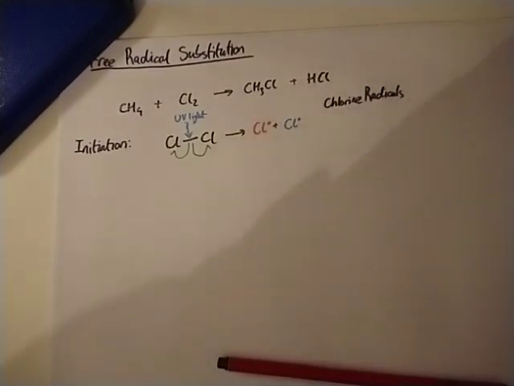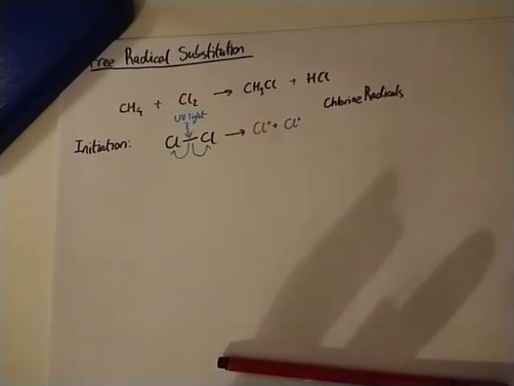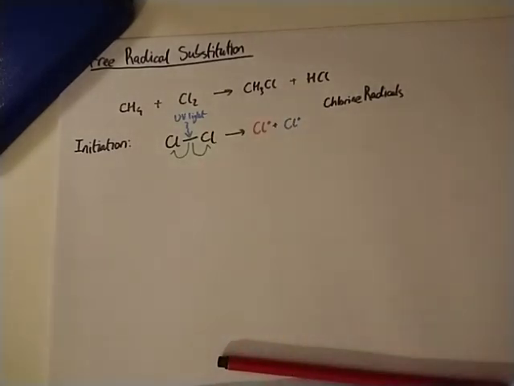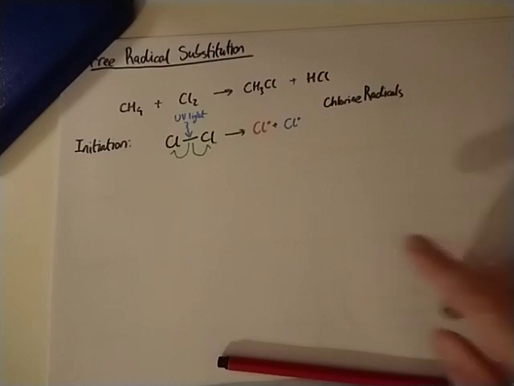Now, electrons don't like being unpaired. Electrons would quite like to pair up in some kind of bond. That's how you're going to get a stable molecule. So, chlorine, pretty stable. Chlorine radicals, unbelievably reactive. They're going to want to react with anything. And in this equation, they're going to want to react with methane.